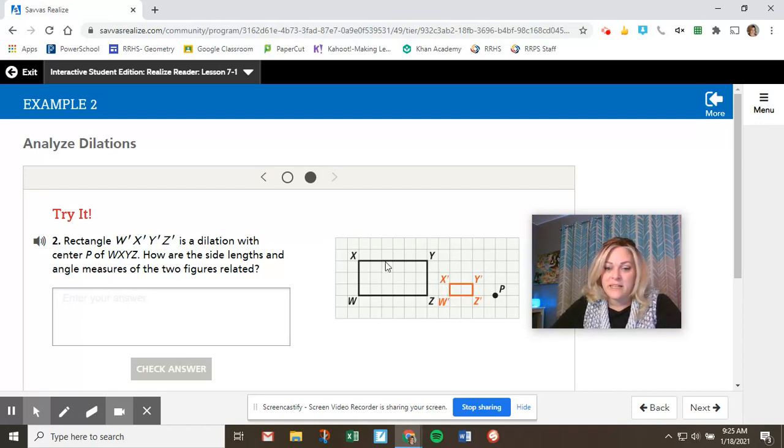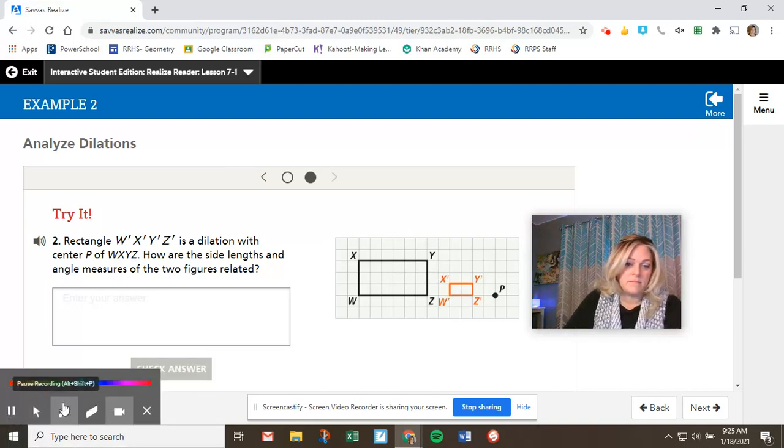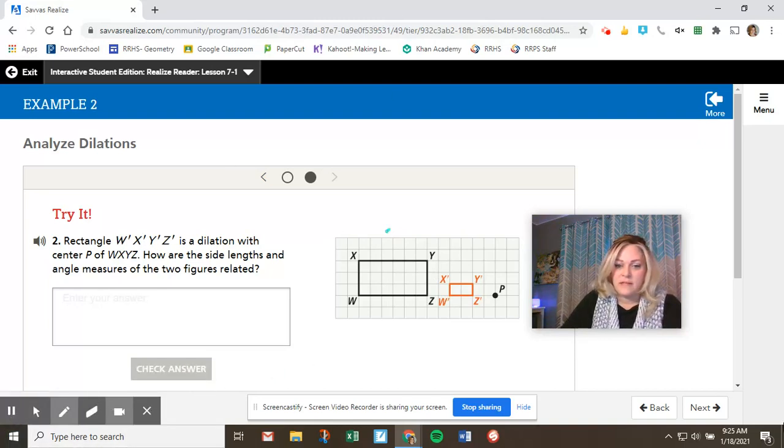And then we look at the side lengths. So I'm going to count 1, 2, 3, 4, 5, 6. And I'll just go ahead and label it 6. And I'm going to count this 2. This is 1. This is 3. And it's a rectangle. So I'm going to just keep measuring 1 and 2.